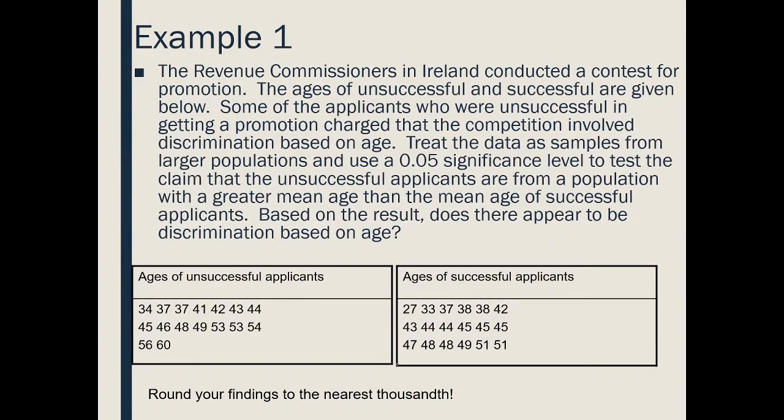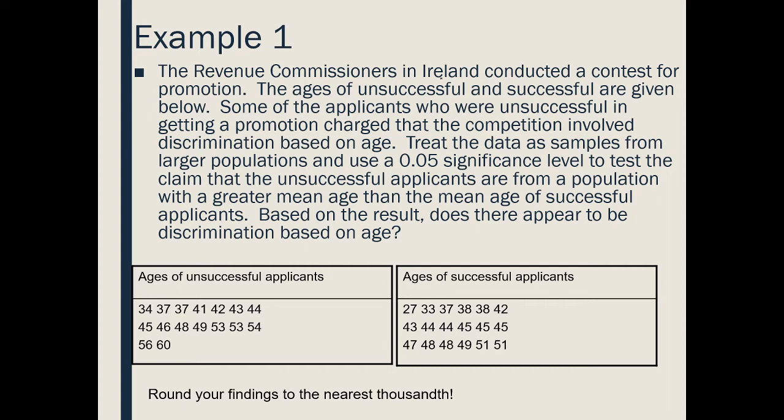Let's do an example here. So we have a case in Ireland. I think this was an actual case too. I don't think I included all the data, just to make this a little bit more time manageable, but this was data taken from a case where you have the age of successful applicants and the age of unsuccessful applicants for a promotion test. And the issue here is, is there discrimination based on age? Is this test geared more towards younger folk than it is towards older folk?